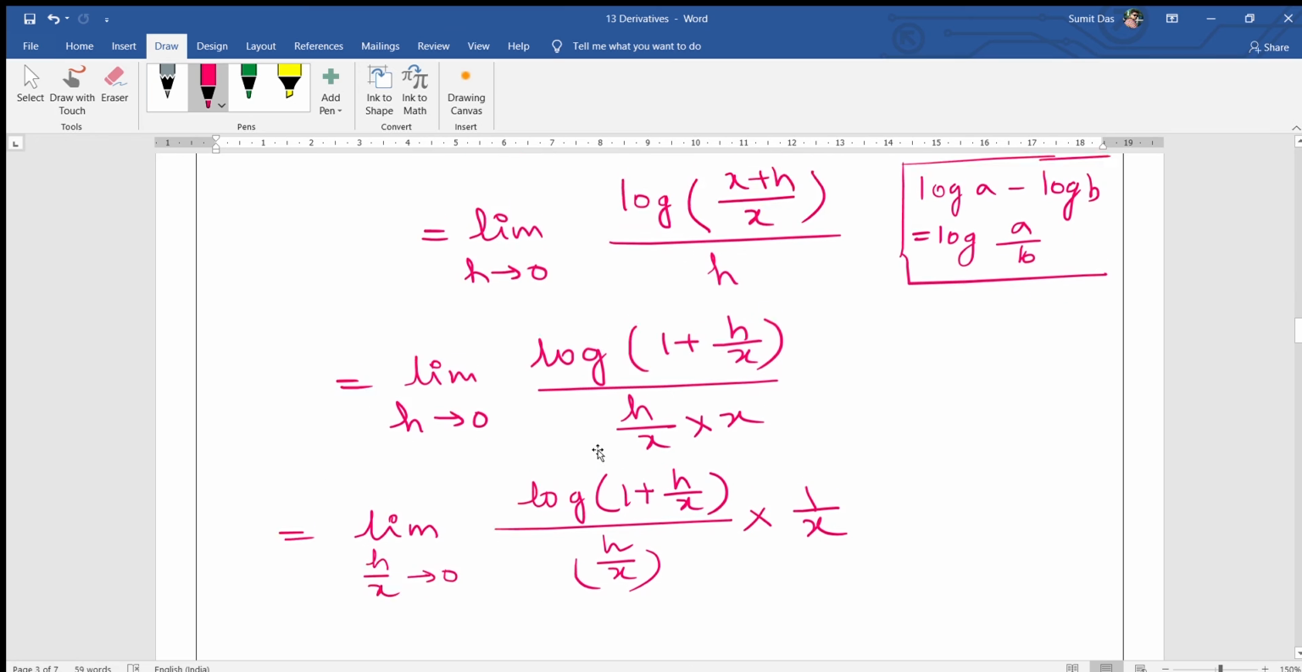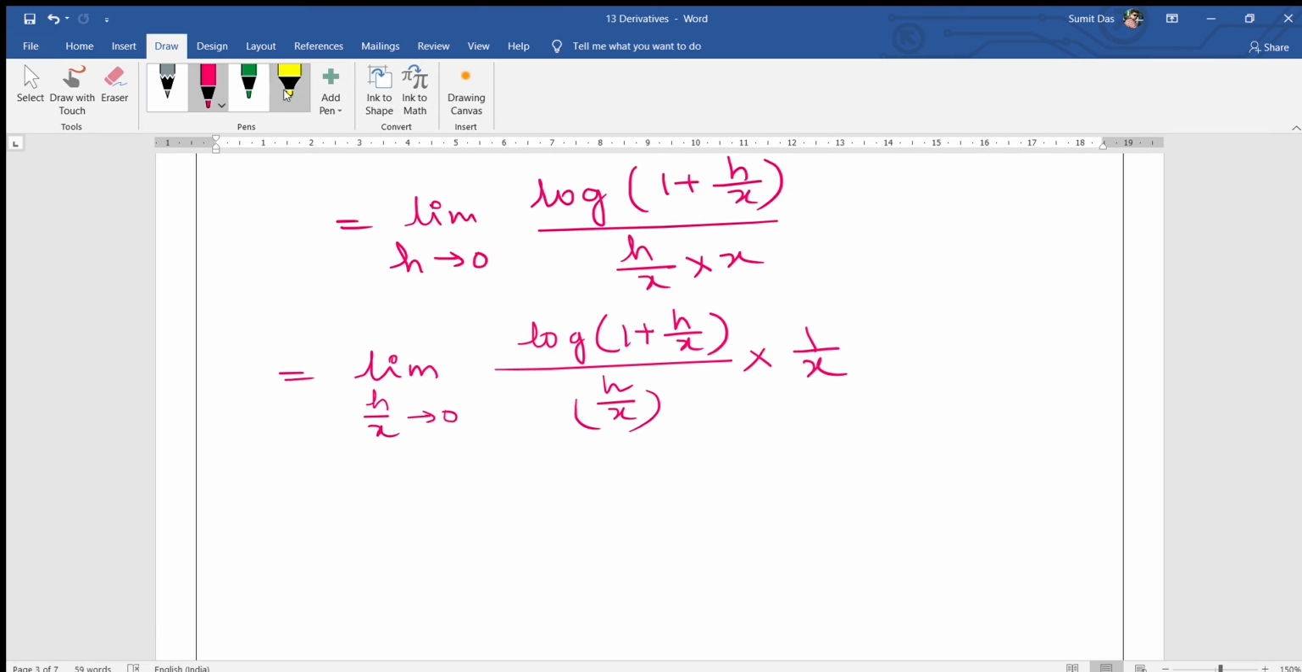Look, this part did not change. The only change is that x was multiplied here, so I am taking the x outside, so it is 1 by x. And here 1 by x, x is a constant, because h tends to 0. Now one more thing: h tends to 0, right? So what will h by x tend to? It will be 0 by x, which is 0. So I'm writing here h by x also tends to 0.